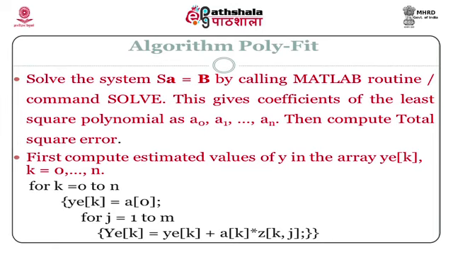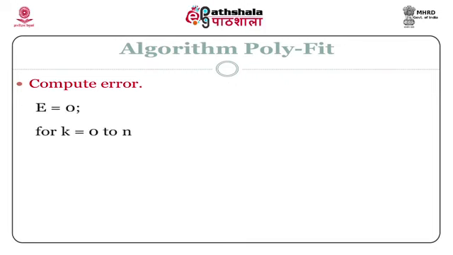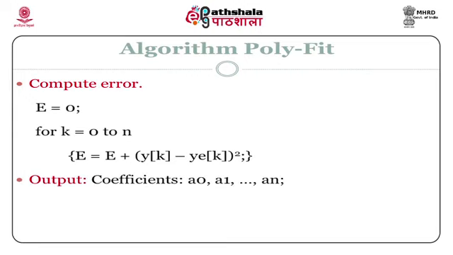So that is equal to, for j equal to 1 to m, ye k equal to ye k plus aj star zkj. Zkj is xk raised to j. So that is how we go on adding, and we get ye k. Then compute error capital E equal to 0, and for k equal to 0 to n, we are considering E equal to E plus the difference between the observed and the estimated values squared. We go on adding term by term, and then we get the output as the coefficients a0, a1, a2, a3, up to am, and the total square error E.